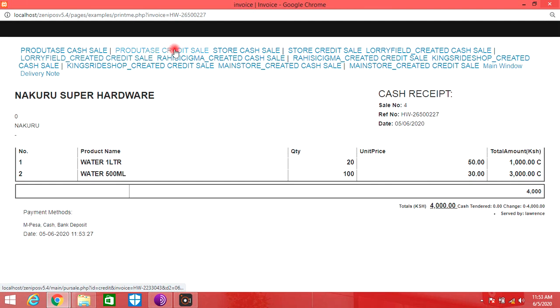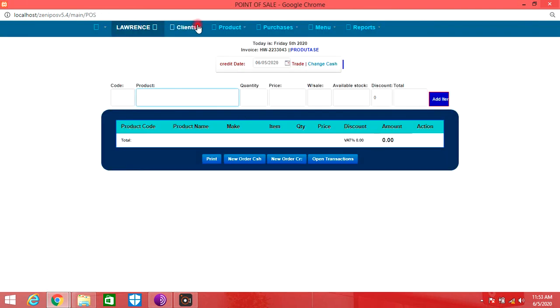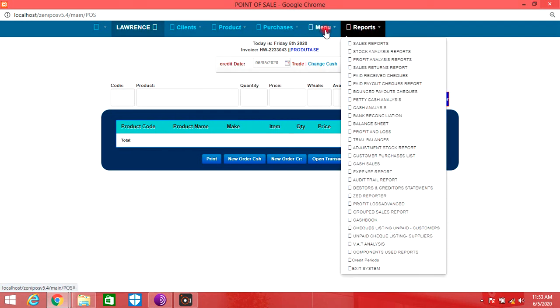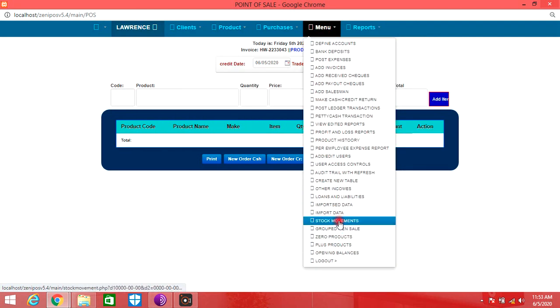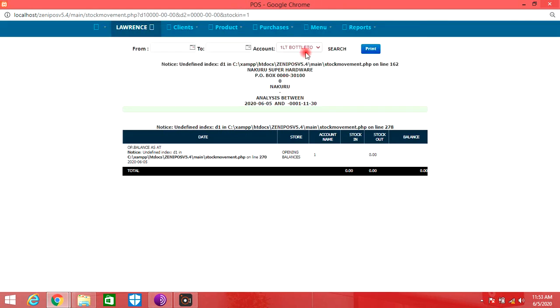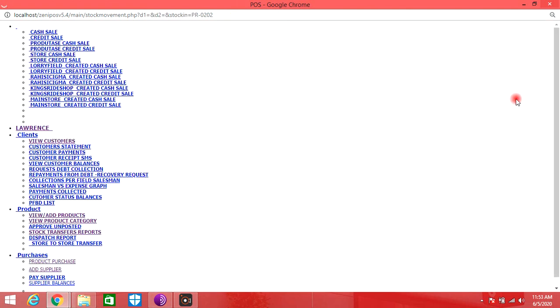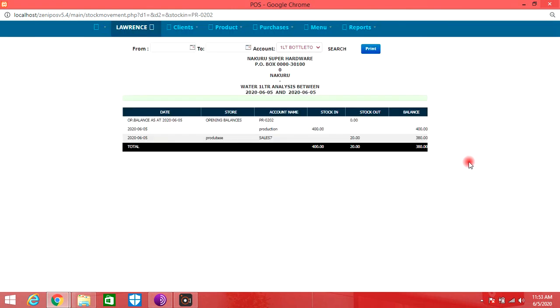You can also do a credit sale, but before you do a credit sale, you can be able to see the stock movement. If you want stock movement for water 1 liter bottle for today, you can be able to see we did a production of 400, we sold 20, remaining bottles of water is 20.